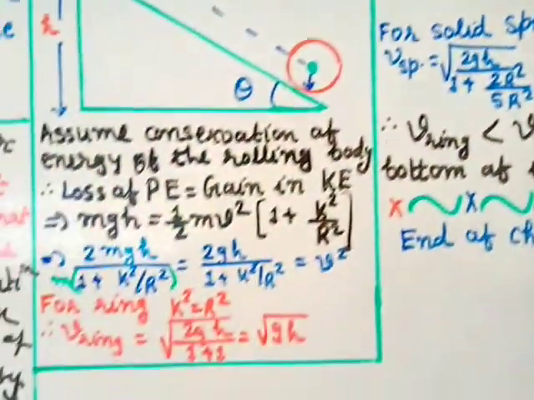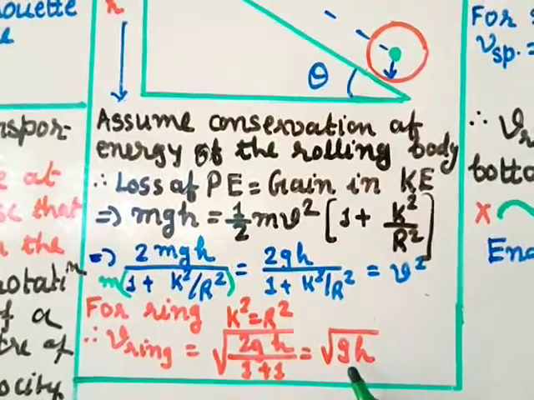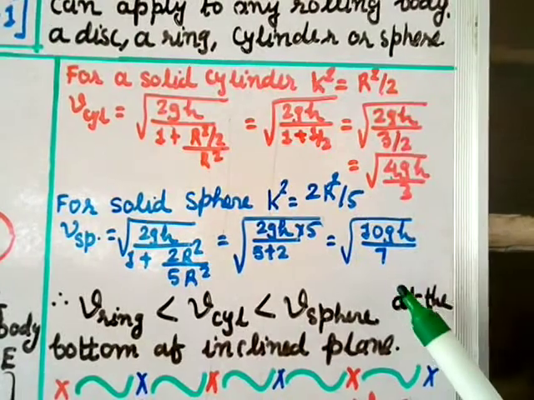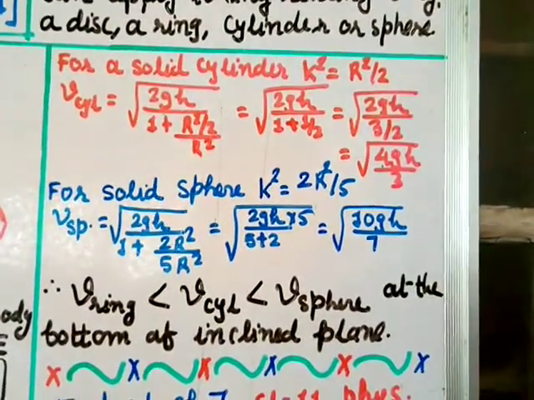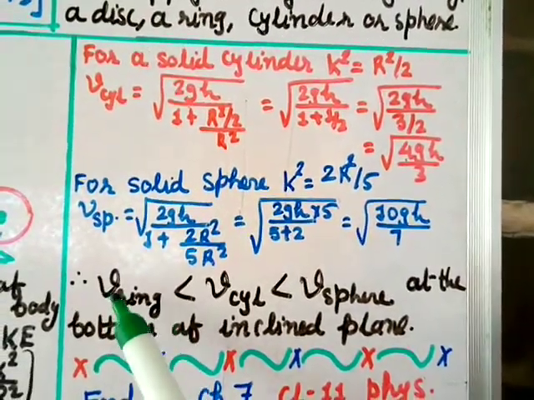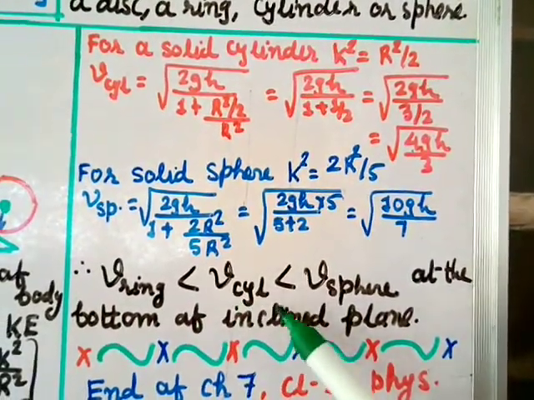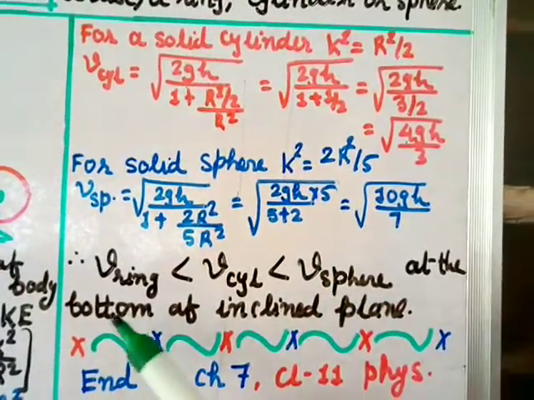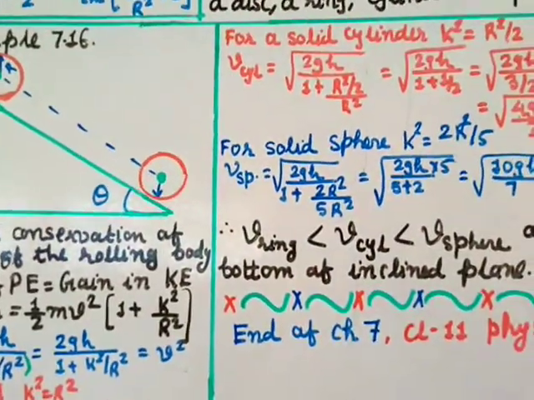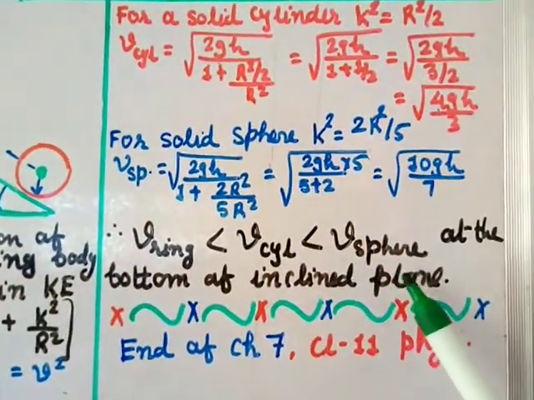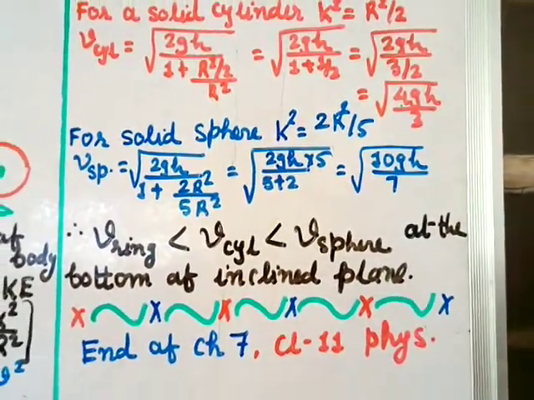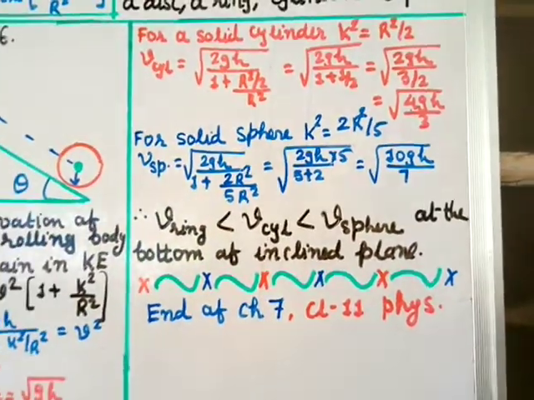So what we have found here: the velocity of a ring is the square root of gh, the velocity of the cylinder is the square root of 4gh by 3, and the velocity of the solid sphere is the square root of 10gh by 7. Comparing all these three velocities, the relation is V ring is less than V cylinder is less than V sphere at the bottom of an inclined plane. So when it is coming down to here, the velocity of the ring is the least and the velocity of the sphere is the highest.